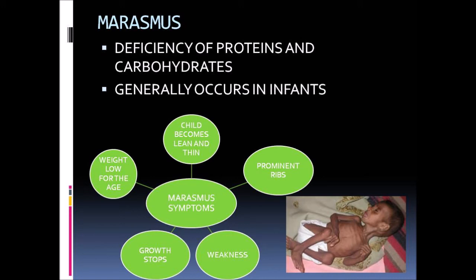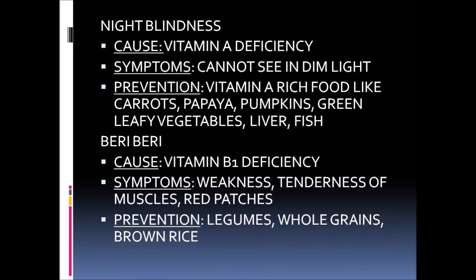to deficiency of proteins. The deficiency of vitamin A results in night blindness, wherein a person is unable to see in dim light. This can be prevented by consuming vitamin A-rich foods like papaya, egg yolk, carrots, liver, etc.